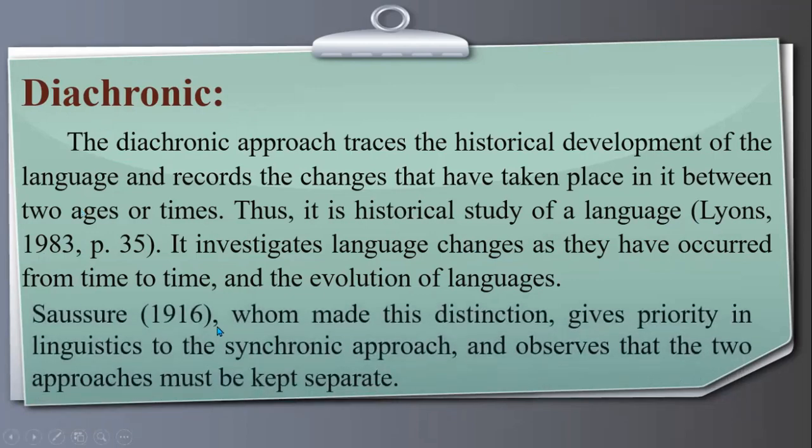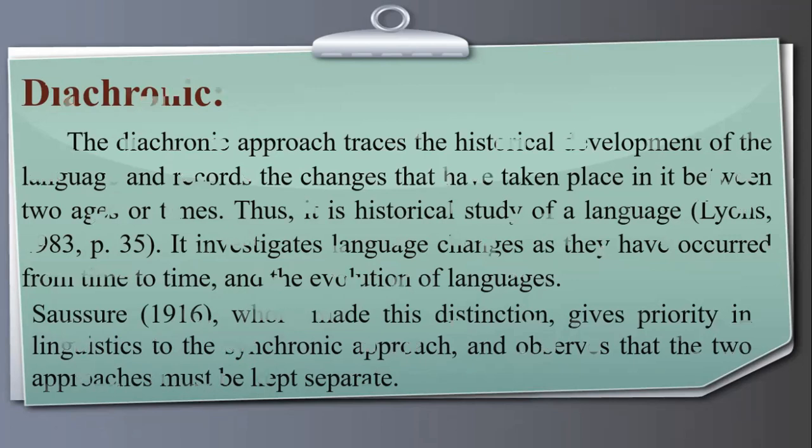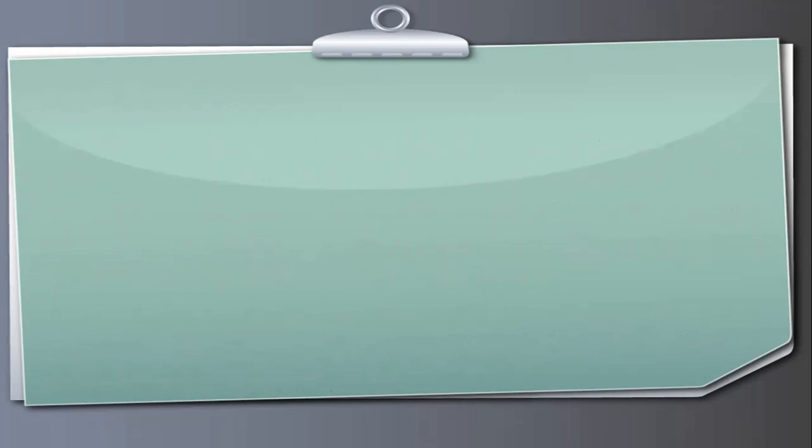Saussure, in 1916, who made this distinction, gives priority in linguistics to the synchronic approach and observes that the two approaches must be kept separate. Now, this distinction was given by Saussure, as with most of the fundamental dichotomies we have been talking about. So here he has made the differences between these terminologies.